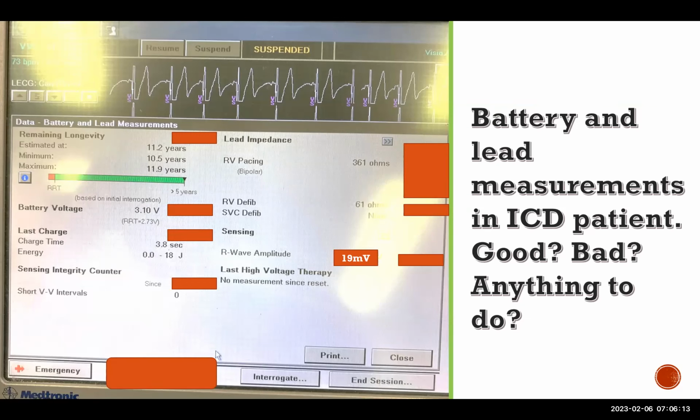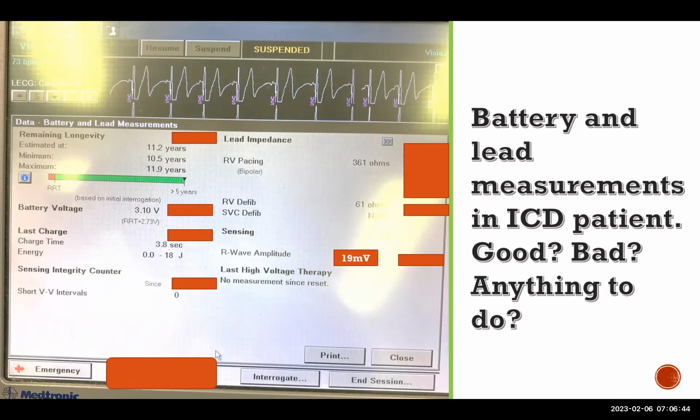I think when there was a lead from Medtronic, what's the name of that? The Sprint Fidelis lead, which ultimately was taken off the market, which had a lot of problems with its insulation. We were told to put on alarms for short VV intervals. If you saw a lot of short VV intervals, that was usually a sign that the lead was about to go.